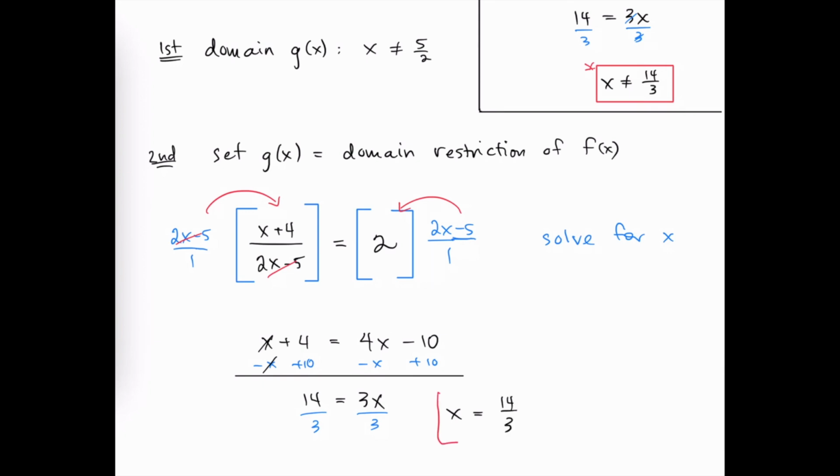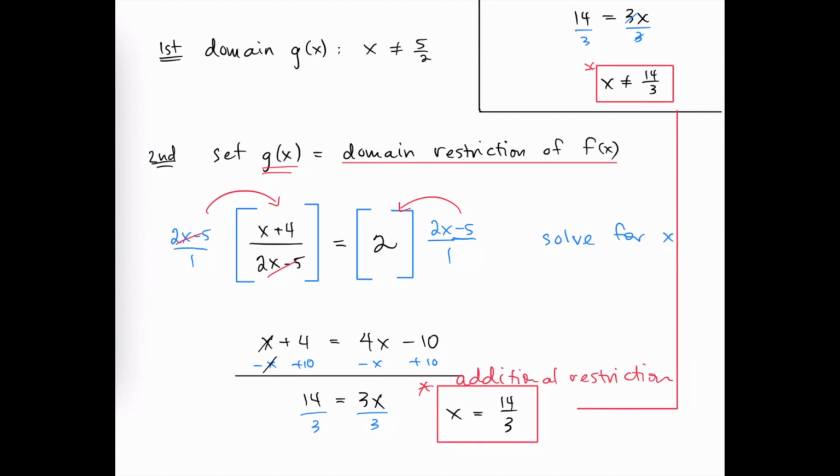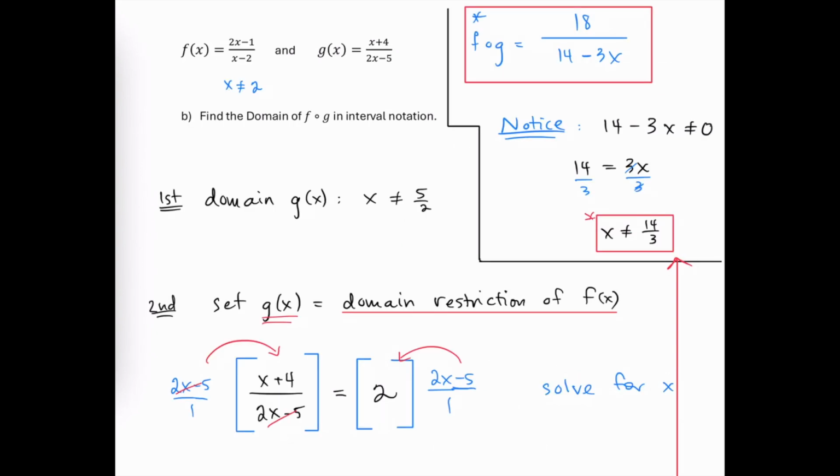So 14 thirds is the additional exclusion that we get when we set the inside function equal to the domain restriction of f. However, notice this additional restriction is the same as the one that we could see at the beginning. When we found the f composed with g function, it was pretty obvious that 14 thirds was a domain restriction. The one that wasn't obvious is that 5 halves was also a domain restriction.